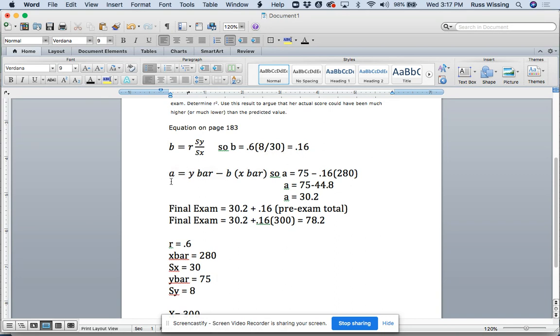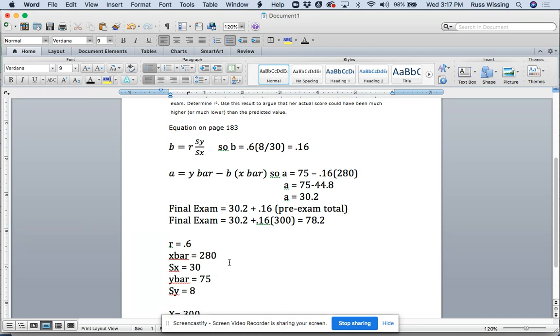Then to find your y-intercept, your a, you take y bar, the average of y's, minus b times x bar. So I'm just plugging in those numbers: 75 minus that 0.16 that we just got for b times 280, which is x bar. So we get a equals 75 minus 44.8, or a equals 30.2. So my equation ends up being the final exam equals 30.2 plus 0.16 times my pre-exam total.